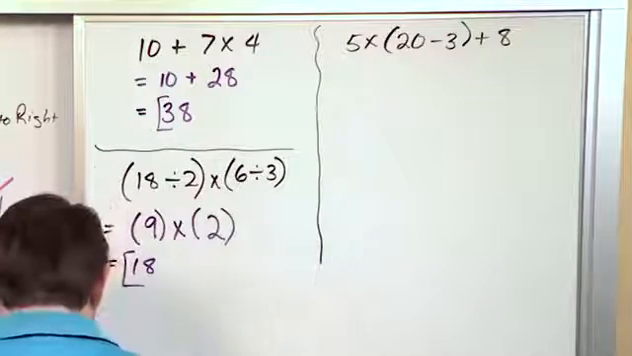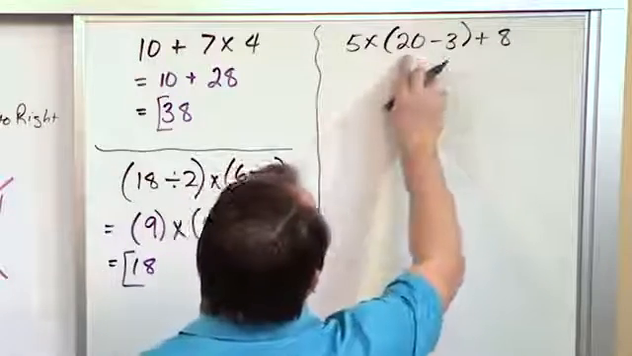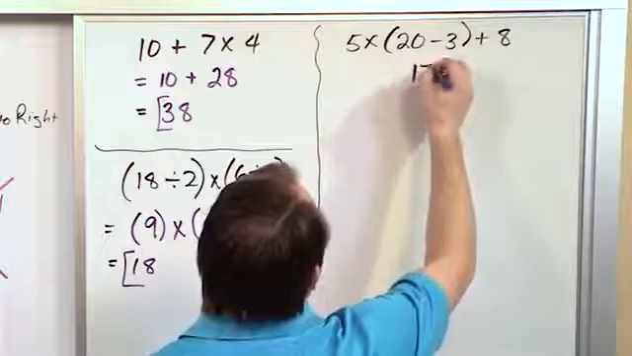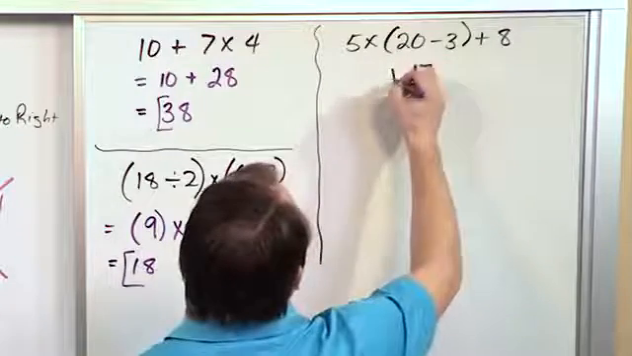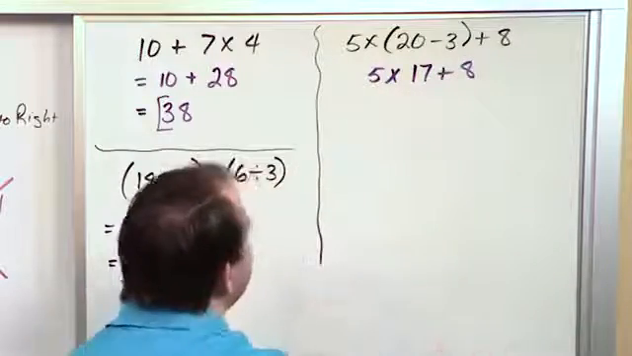So everything outside the parentheses we're not able to touch right now, but inside of here, 20 minus 3 is 17. So we put a 17 here. That comes from that. Now the times 5 that's on the front end and the plus 8 that's on the back end, that all stays the same.